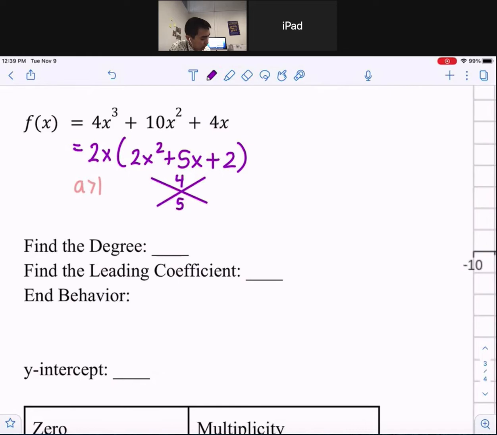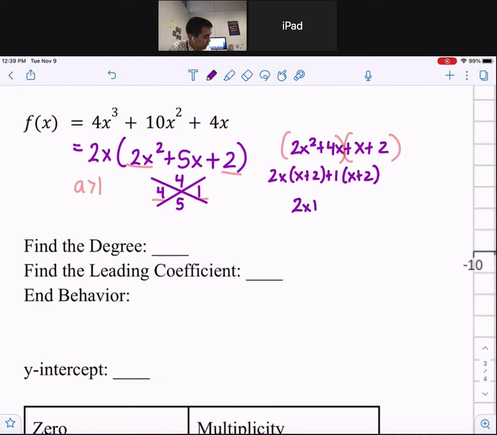4, 5. So 4 and 1. So when you grouped, you gotta use these, right? So 2x squared plus 4x plus x plus 2. Group. Factor out 2x to get x plus 2. Factor out 1 to get x plus 2. So our factors are 2x plus 1 times x plus 2. Please don't forget the factor of 2x that we did in the very beginning.